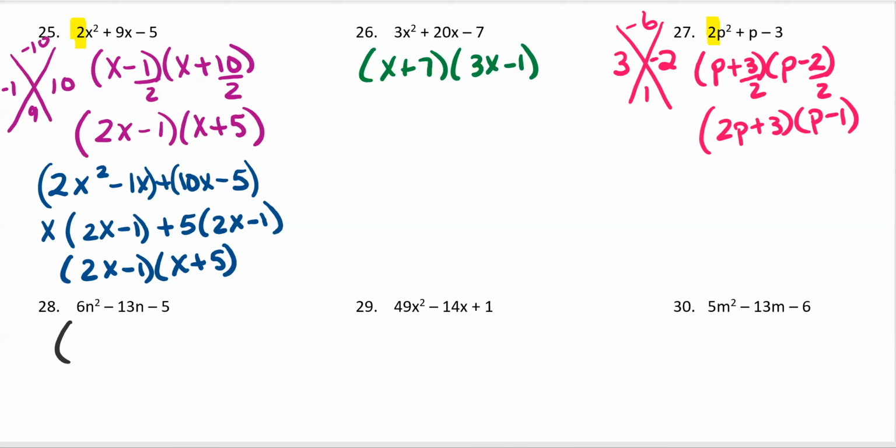28. We have 2n minus 5 times 3n plus 1. 29.